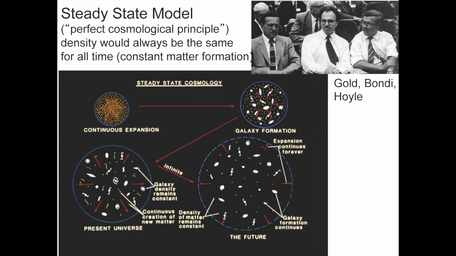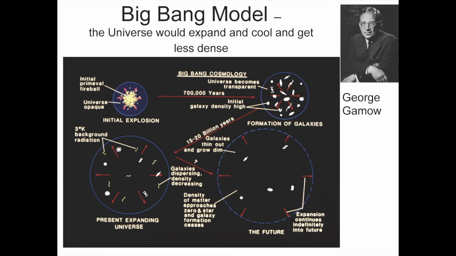And then as an alternative model, George Gamow was saying, well, suppose the universe is expanding, but it doesn't fill in with more matter. As it's expanding, it would get less dense, but also if it's expanding and was hot initially, it would cool because any expanding gas will cool. And Gold and Bondi and Hoyle said derisively, well, what is this model, like a Big Bang? And he said, yes, that's exactly what it is. And so it came to be called the Big Bang model.